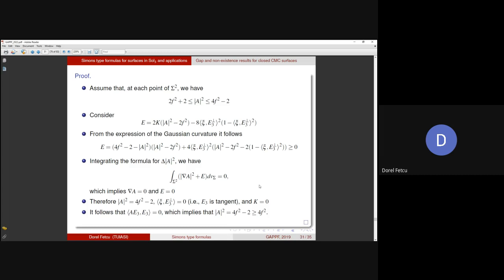But if E3 is tangent, we can explicitly write the form of the shape operator, and from that form we obtain that the squared norm of A has to be greater than 4 times f squared, which is not possible because the value obtained for the square norm of A is less than 4f squared. So this is a contradiction. So we have our proof.